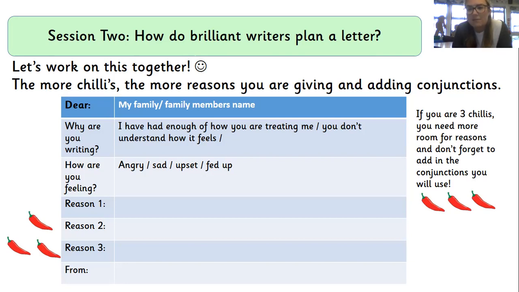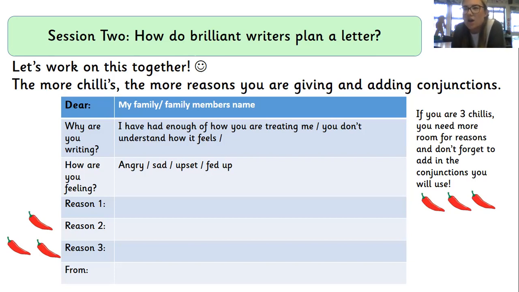Okay, pause me and get your own second reason down, please. Right then, last reason. Okay, if you're 2 chilly people, then you're going to be finished after this one. If you're 1 chilly now, you just need to write from and your name, and then you are finished. If you're 2 chilly, we've got 1 more reason to go.